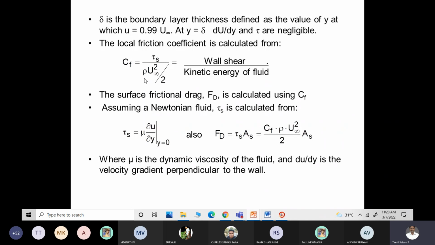The kinetic energy of the fluid, we know, is half into rho into u infinity squared. So here density is considered, and wall shear stress is also considered. Similarly, the surface frictional drag is calculated by tau s into As. Tau s is again Cf into rho into u infinity squared by 2. So the wall shear tau s is Cf into rho into u infinity squared by 2. Cf is equal to wall shear by kinetic energy, or wall shear is equal to Cf into rho into u infinity squared by 2. All of you are able to follow this, students?